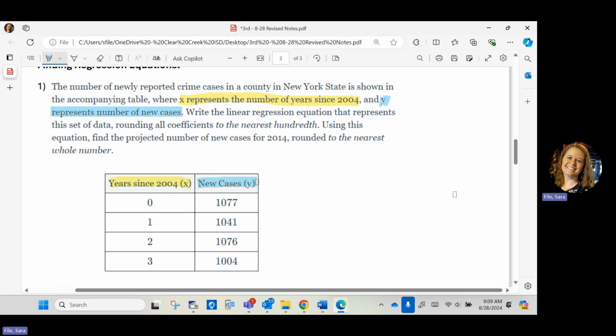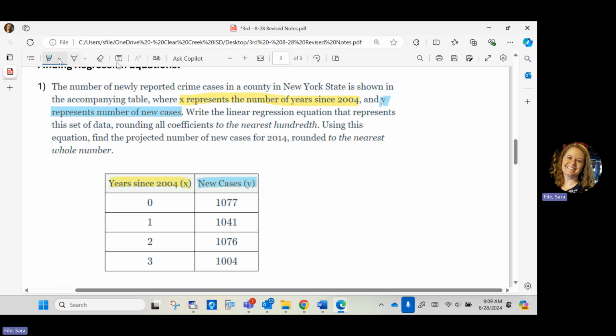We want to write a linear regression equation that represents the data set, and it says to round to the nearest hundredth. I'll show you in the calculator in Desmos when we input the data. Sometimes you won't need to round because it'll automatically truncate itself, but sometimes you will. So you do have to pay attention to what your instructions say to round to. Then we're going to use that equation to find the projected number of new cases in 2014.